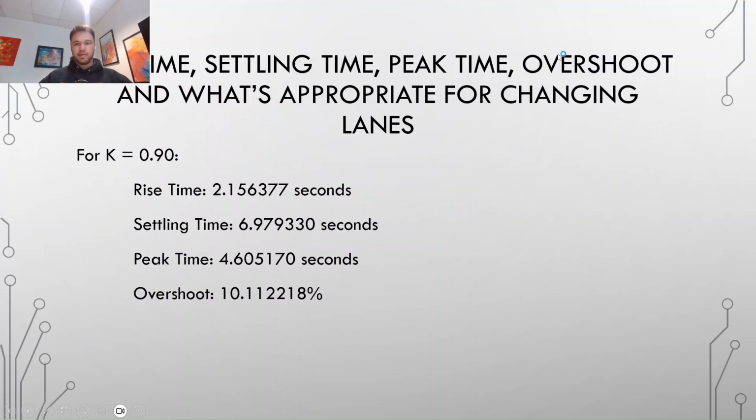And the rise time, settling time, peak time, overshoot, and what's appropriate for changing lanes. I thought that the rise time getting across to this lane in about 2.1 seconds was pretty good. The peak time, where you're at the farthest across the lane, in about 4.5 seconds is pretty good. And settling, I mean, there's always going to be a little bit of steering back and forth to get perfectly straight, but all things considered, 7 seconds to change lanes and be perfectly still in that lane is a pretty good time for it to be. Then the overshoot was 10%.